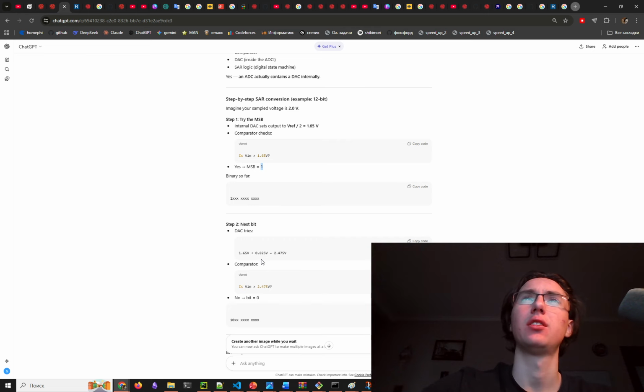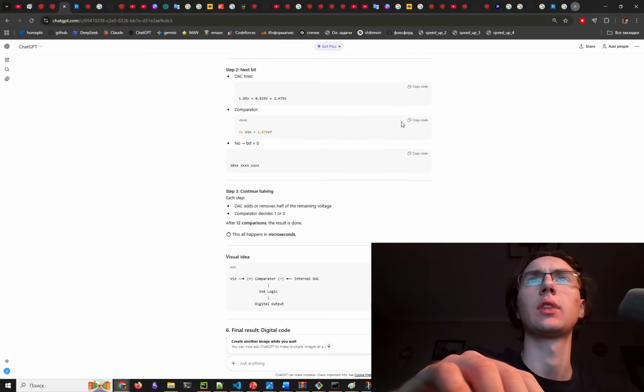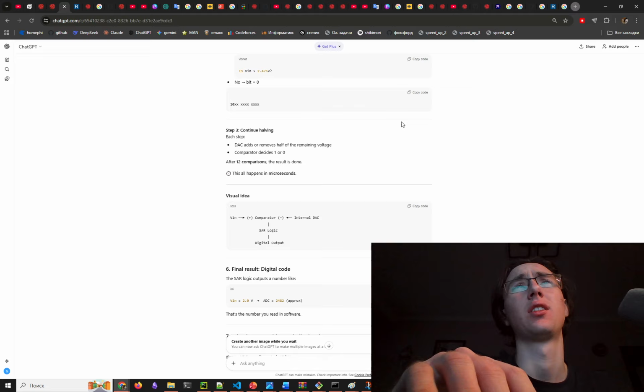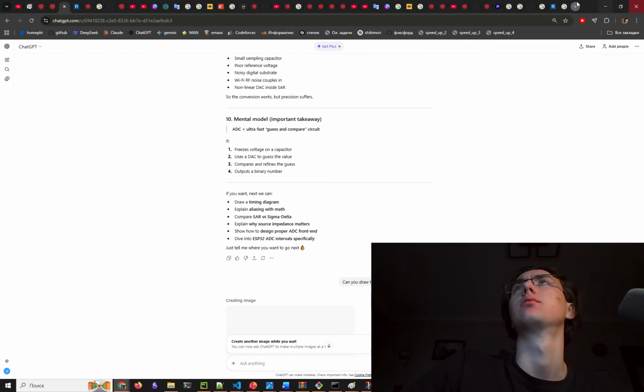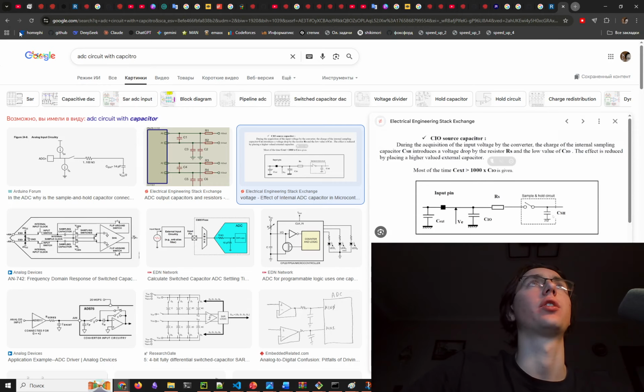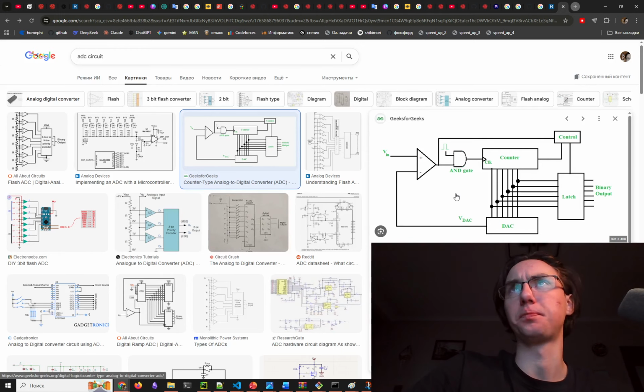So every bit is basically an increment in voltage by such value. Is it like a fixed voltage value or something like that? 12 comparisons. By the way, let's take a look at the normal schema of the ADC circuit.